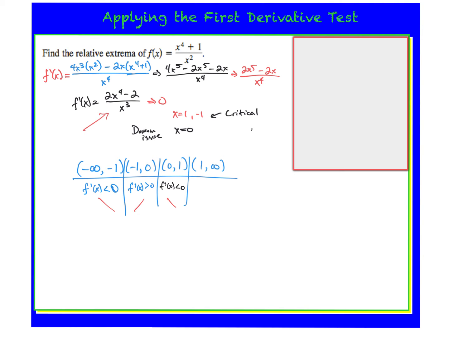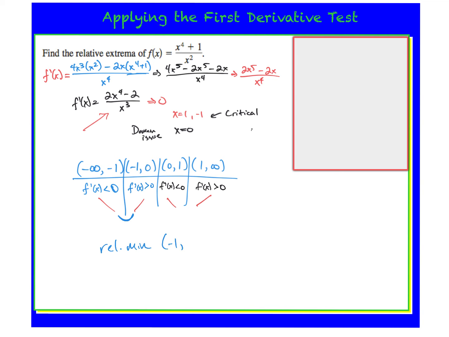My derivative. All right. And so now I have 1 to infinity. So I'm substituting something like 2. So my numerator, positive or negative? Positive. My denominator, positive. So f prime is greater than 0. All right. So what's happening at negative 1? I have a relative minimum.